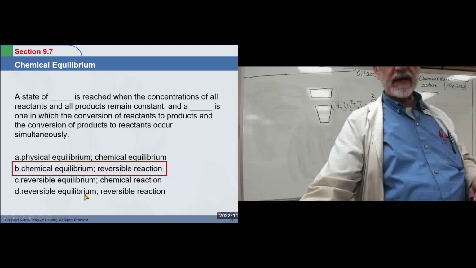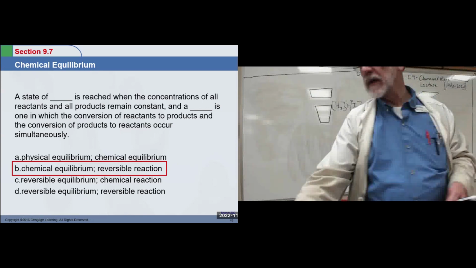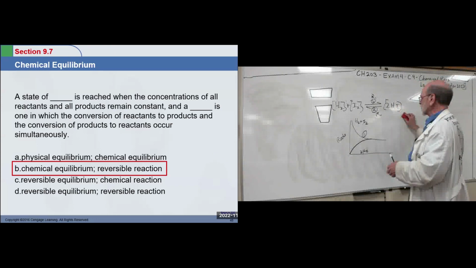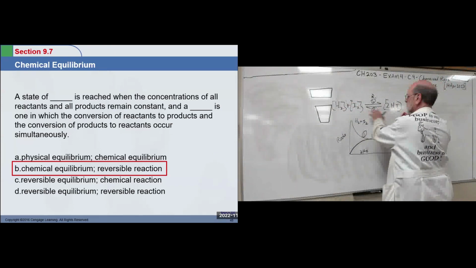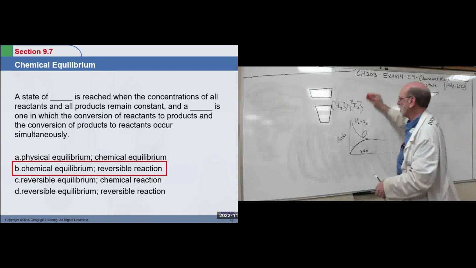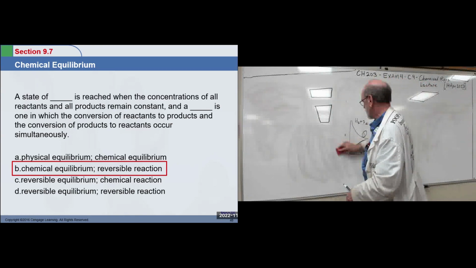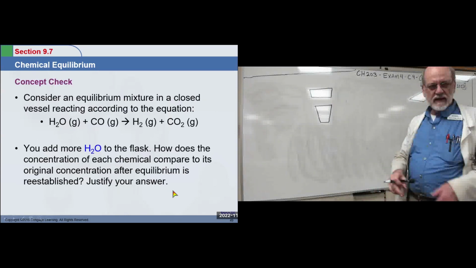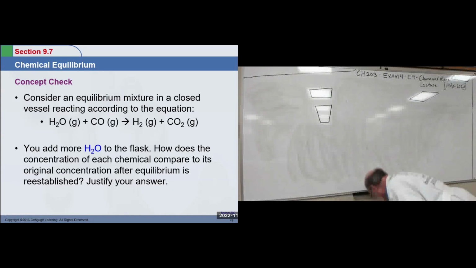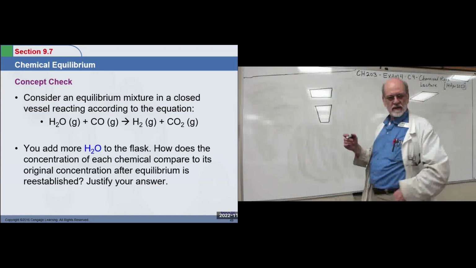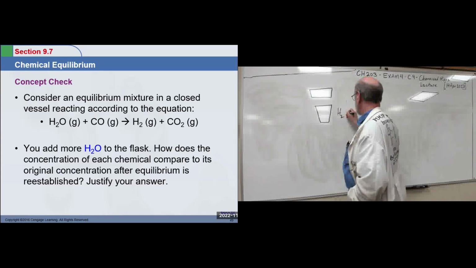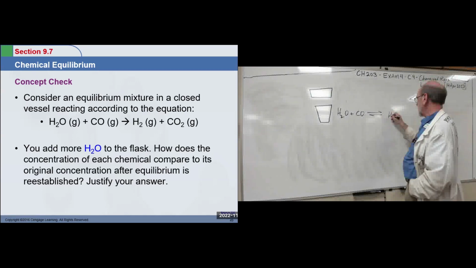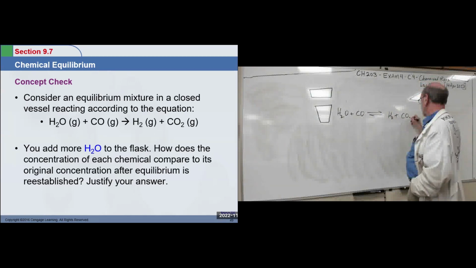Yeah, okay, we're going to get to it in a minute. Hold that thought. There's a mathematical expression that involves the concentrations of reactants and products. We call it the law of mass action. But before we do that, let's talk about what happens in this reaction. H2O plus carbon monoxide yields H2 gas plus carbon dioxide gas.